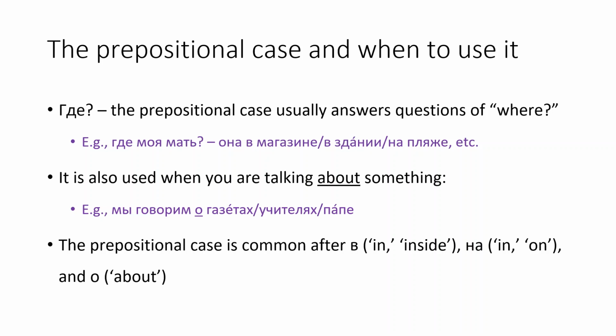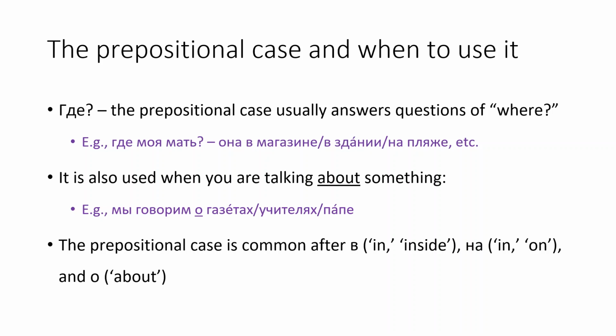Где моя мама? Где моя мама? Where is my mother? And you would answer: Она в магазине. So в means in, магазине in the shop. Она в магазине. Она в здании, she's in the building, or она на пляже. Она на пляже, she's at the beach or on the beach.